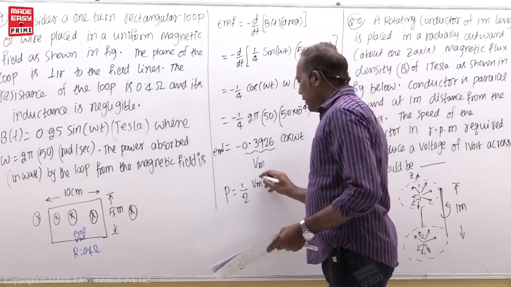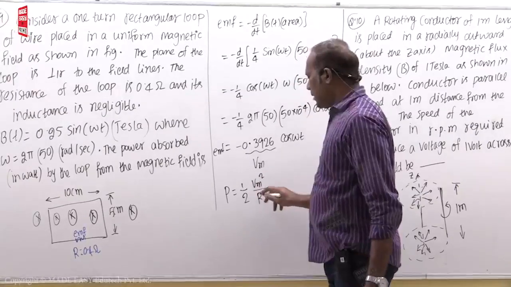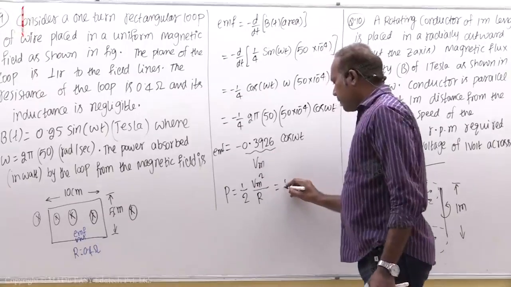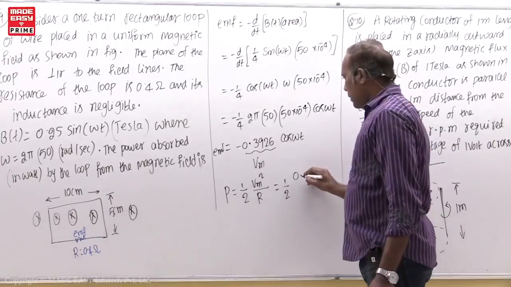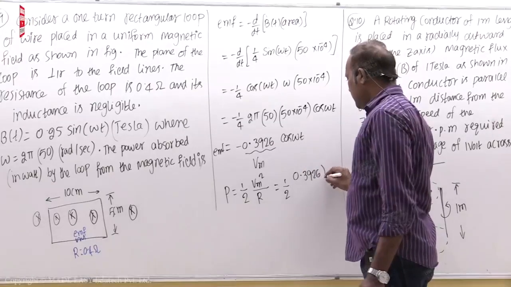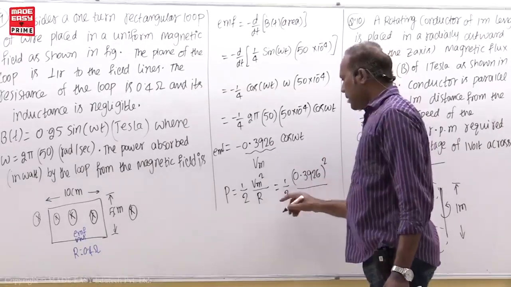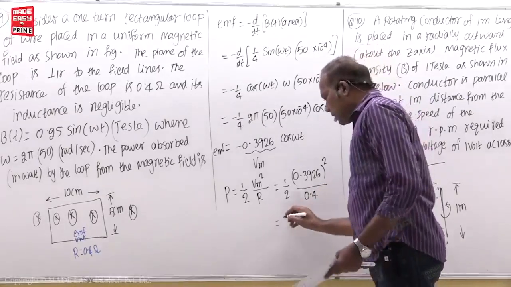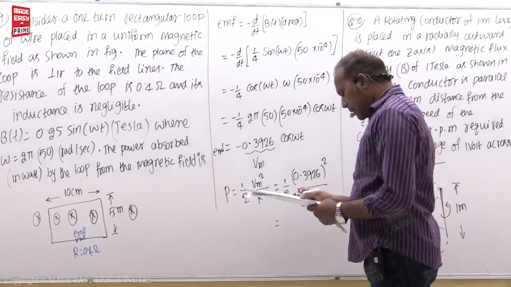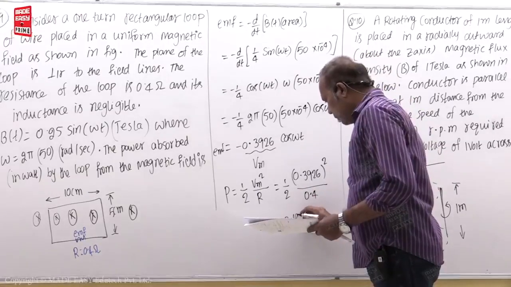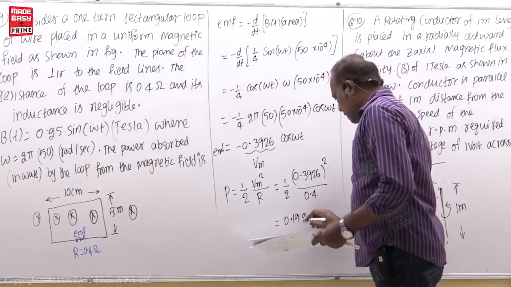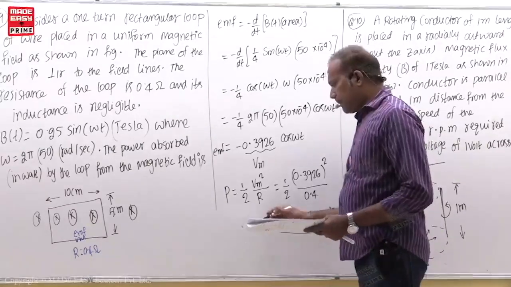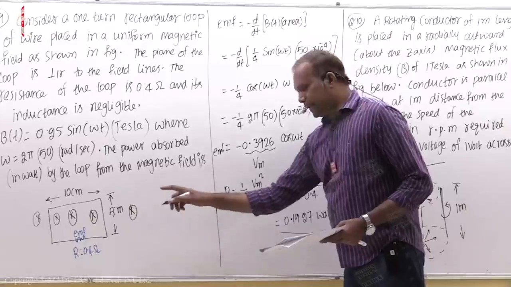Now power absorbed is equal to half into Vm square by R. Why is half taken here? Because this is the maximum value. So, dear students, half Vm square is 0.3926 whole square divided by the resistance, which is given as 0.4 ohm. So this power absorbed calculation becomes 0.1927 watts. This is the answer. This much power is absorbed by the loop.